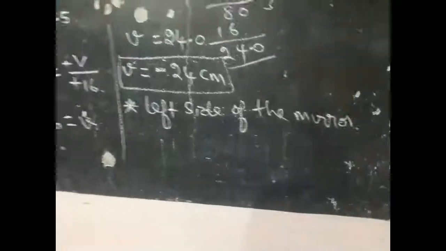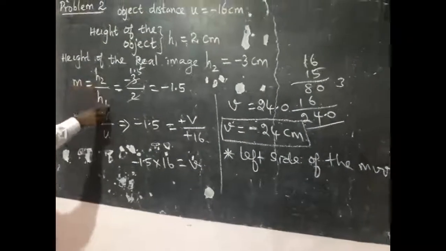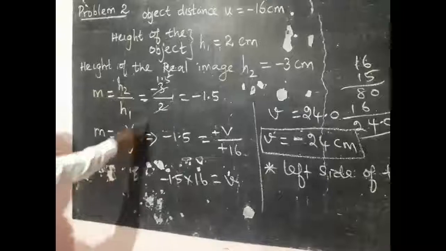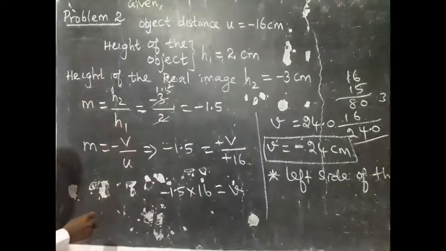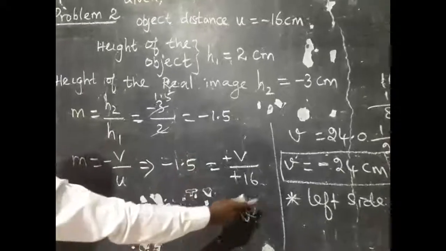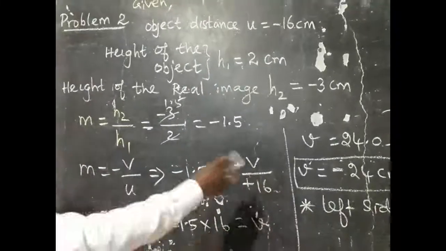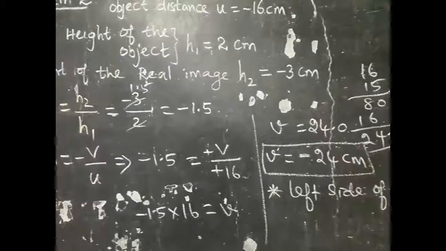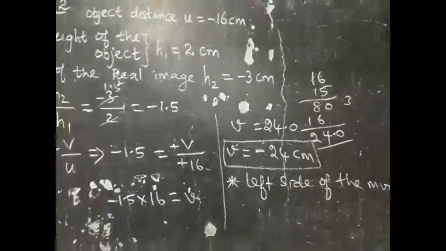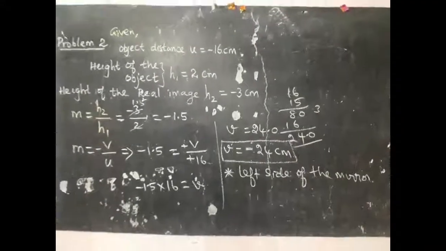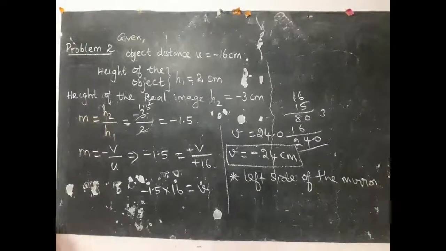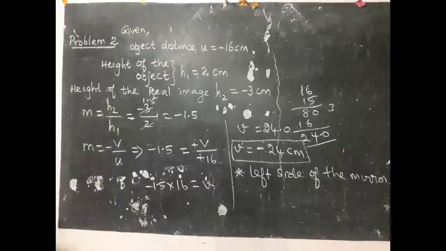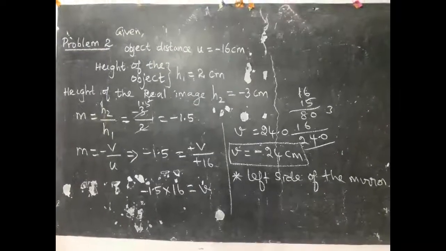Okay. Again we have to revise magnification as h2 by h1, and another formula you have to substitute. Whatever given values you have to substitute in the formula, find out the image distance and size of the image, and where the image is found, the position of the image. That's it. Again, this is related to numerical problems, and some other problems also you have to solve and practice.